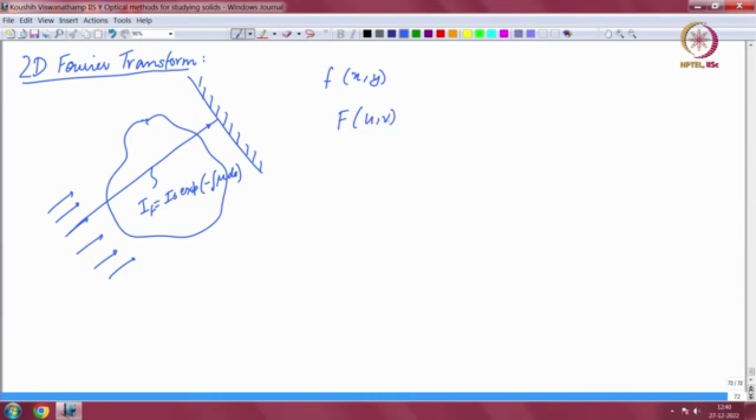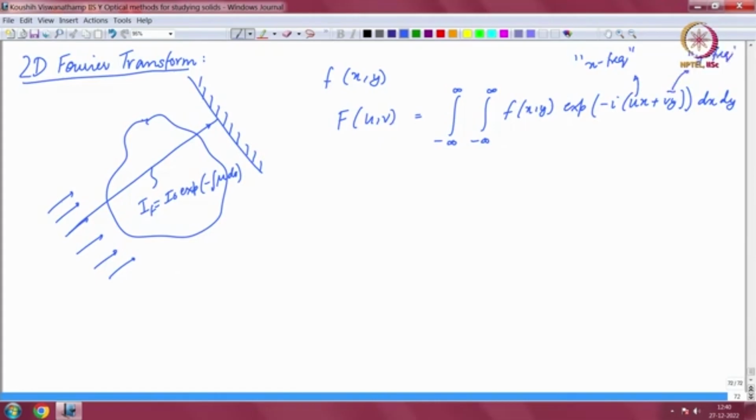Now you have two variables, so you have to transform in two variables, and it is given by the analogous expression. You take f of x comma y, you do a 2D integral, but now you do e to the minus i times ux plus vy times dx dy. If you did not know anything about Fourier transforms and somebody said generalize the 1D case to 2D, this is the expression you would write down, right, without thinking, and it is correct. So u becomes like an x frequency and v becomes like a y frequency. So you have two frequencies now to deal with, one in the x direction, one in the y direction.